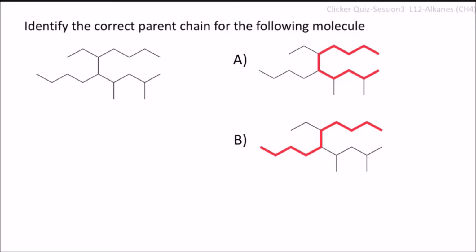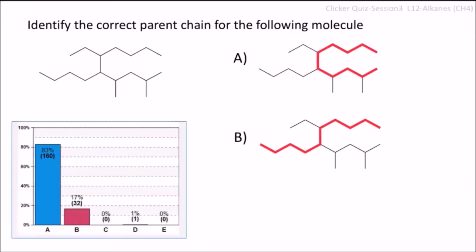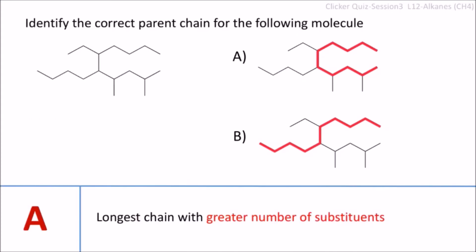Let's look at the students' responses for this question. Okay, 160 students said A is the right answer. The key says A is the right answer. If you look at choice A, there are 4 substituents attached to the parent chain. In choice B, you have only 2 substituents, so obviously A is the right parent chain. Let's move on to step number 2 in naming the alkanes.